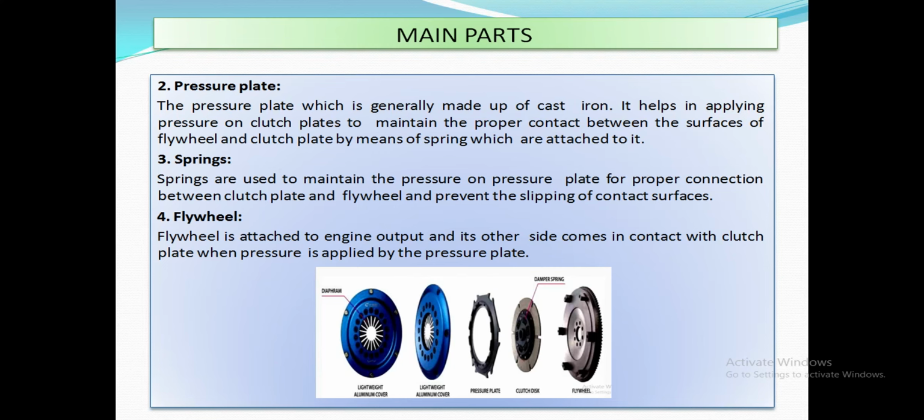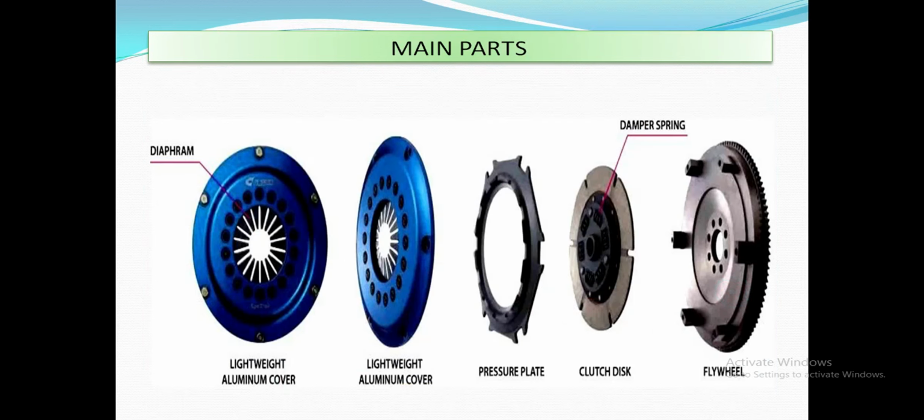Another important part is flywheel. Flywheel is attached to engine output and its other side comes in contact with clutch plate when pressure is applied by the pressure plate. These are the main parts of single plate clutch. This is a schematic diagram of the main parts of single plate clutch I have discussed earlier.